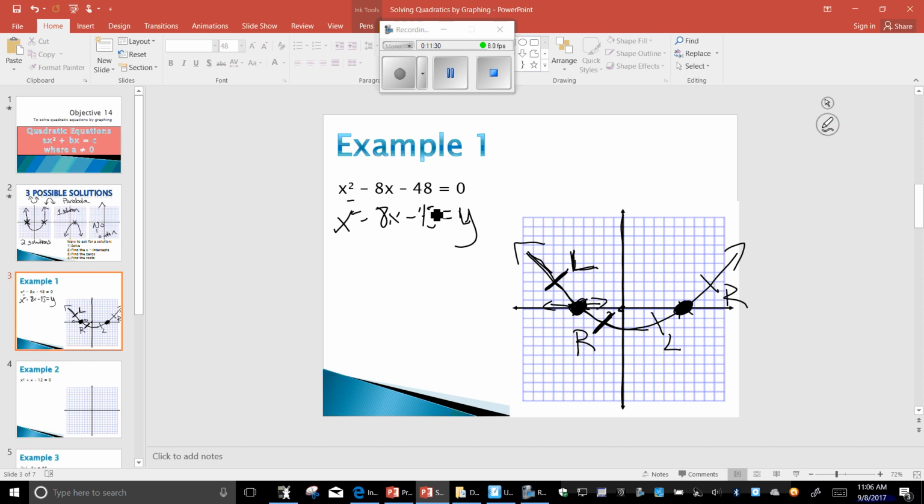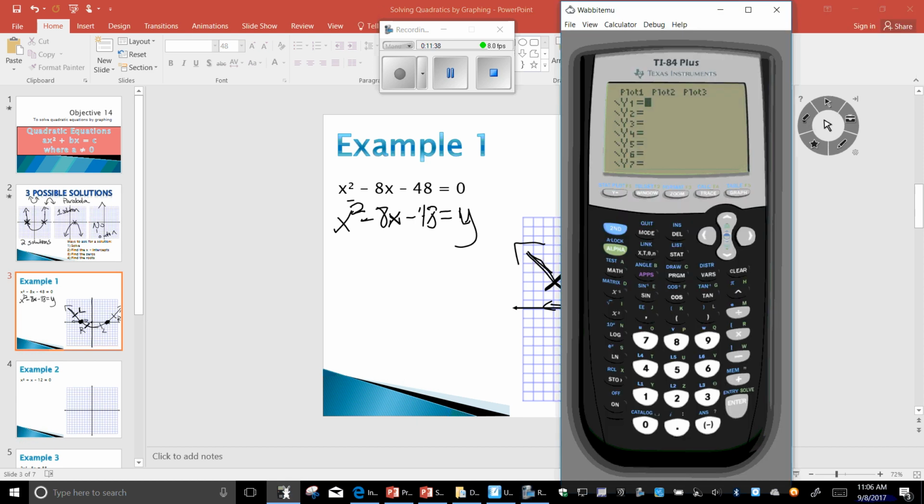So we can put that right into our calculator. X squared minus 8x minus 48. So let's go back to our graphing calculator and let's put up x squared minus 8x minus 48. I'm going to hit graph. Oops, my graph's doing something weird. I'm going to tell you right now.